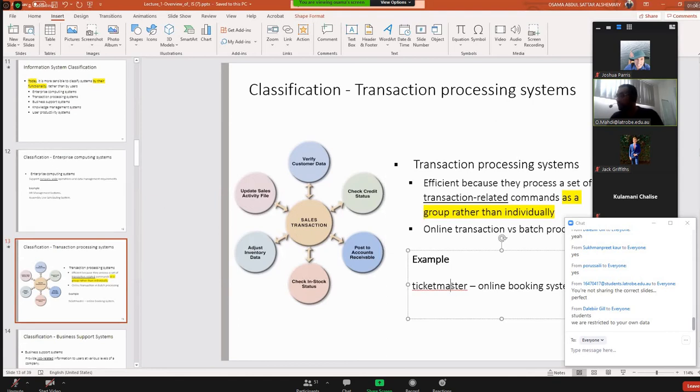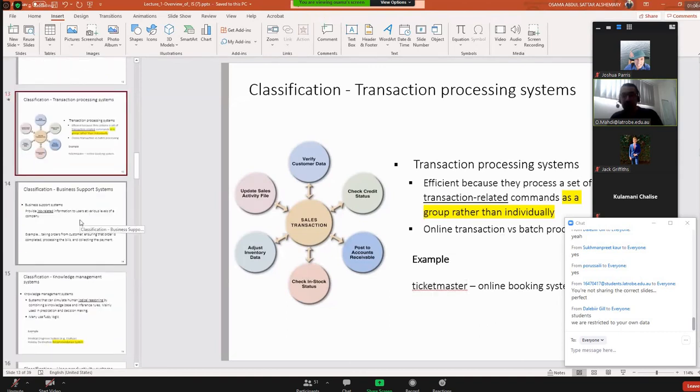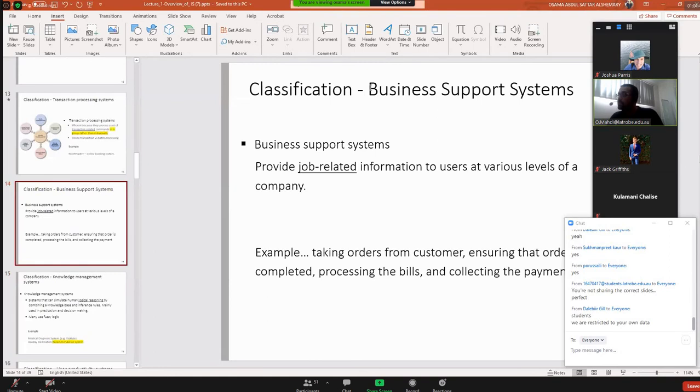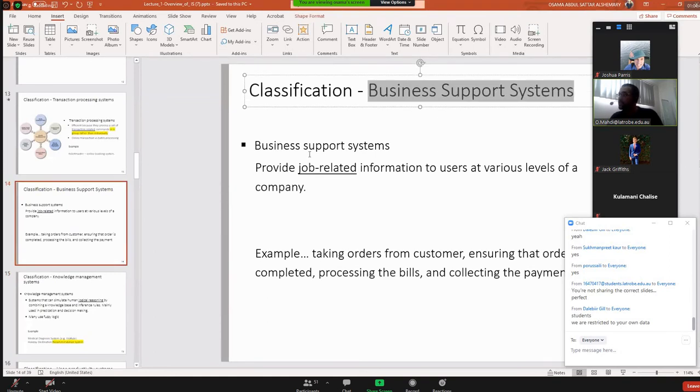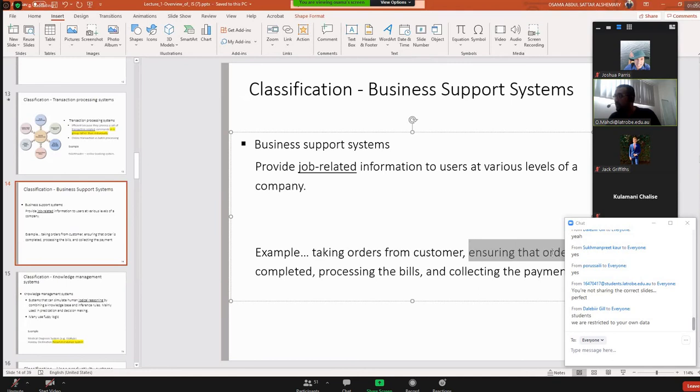For example, we have Ticketmaster. This is an example of an online booking system. This, of course, is about transactions online. Business support system, the same thing. Business support systems provide job-related information to users at various levels of a company. For example, such a system takes orders from customers, ensures that the order is completed, processes the bills and collects the payment. So it's about providing job-related information. This is what we call a business support system.